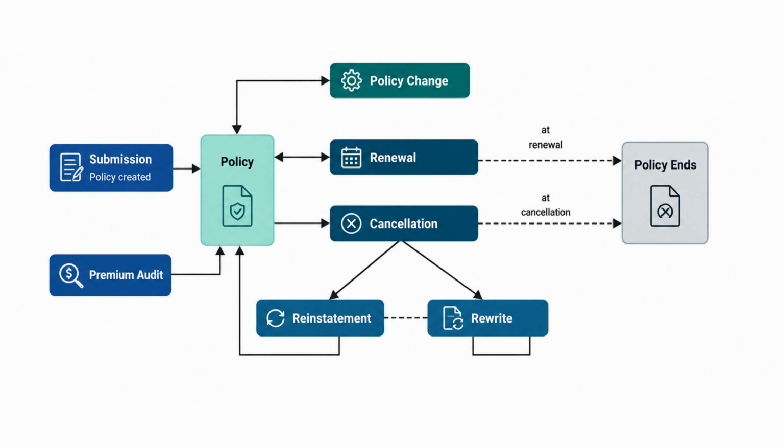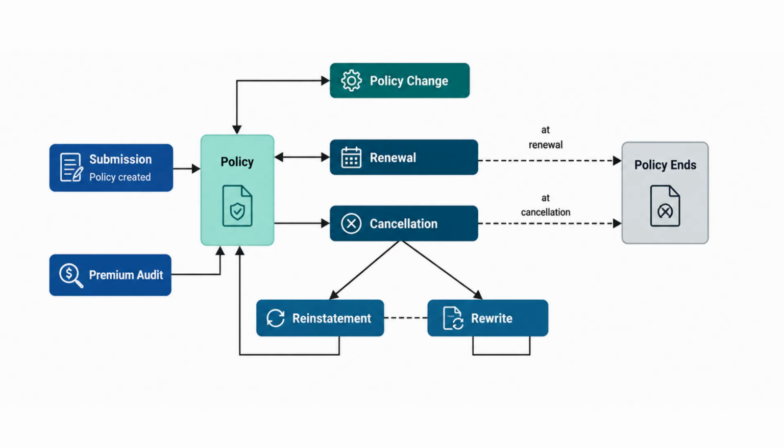The policy lifecycle isn't always a straight line. Not every policy goes through every transaction. One policy might simply go submission to issue to renewal. Another might go submission to policy change to renewal. Another might be submission to cancellation. And another might be cancellation to reinstatement. So don't try to memorize one fixed sequence. Instead, understand what each transaction does. Once you understand the purpose of each transaction, you can easily understand where it fits into the policy lifecycle.